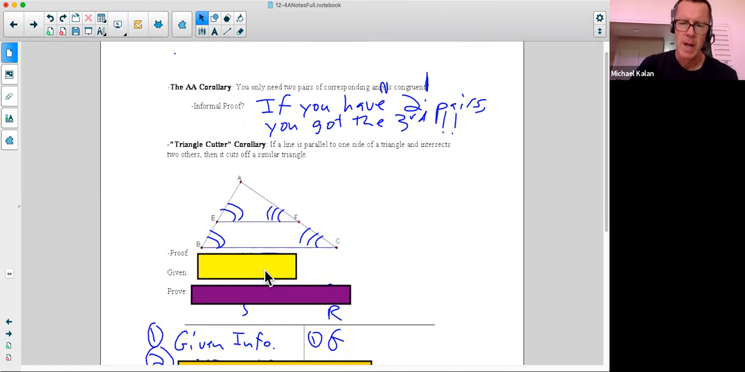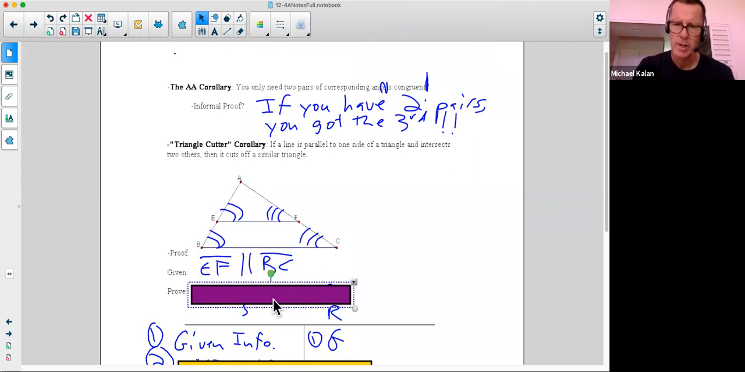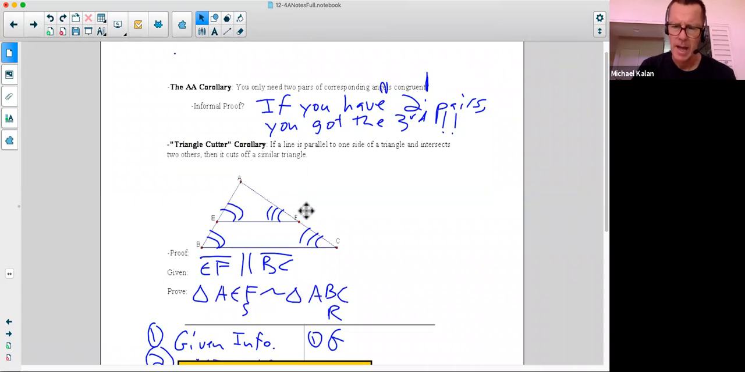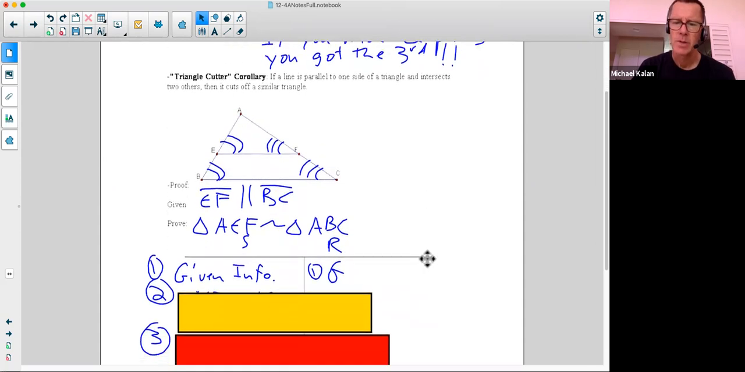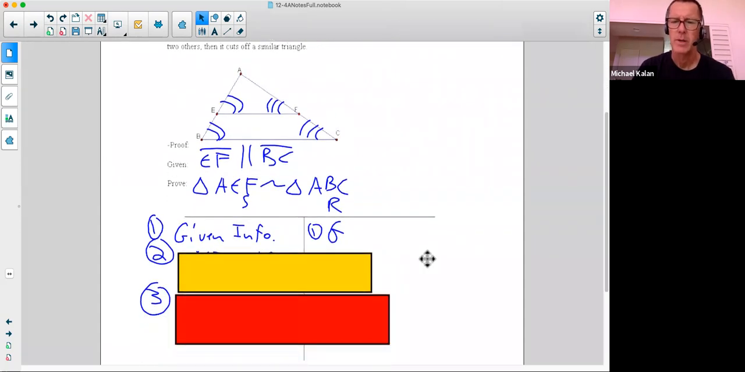Okay, so our given would be that EF is parallel to BC. Because our conditional statement is if a line is parallel to one side, so EF parallel to BC. And what are we trying to prove? We're trying to prove that triangle AEF is similar to triangle ABC. So how do you think you can do it? Take a look and see if you can figure it out before I uncover.